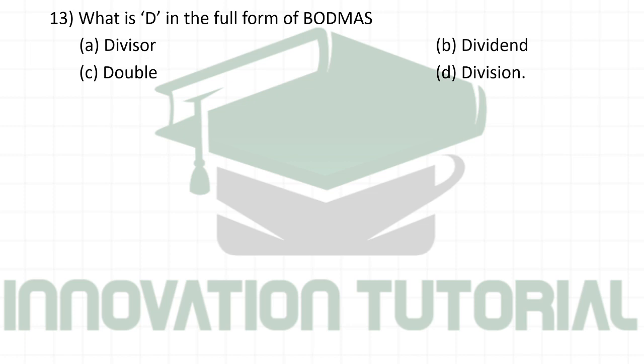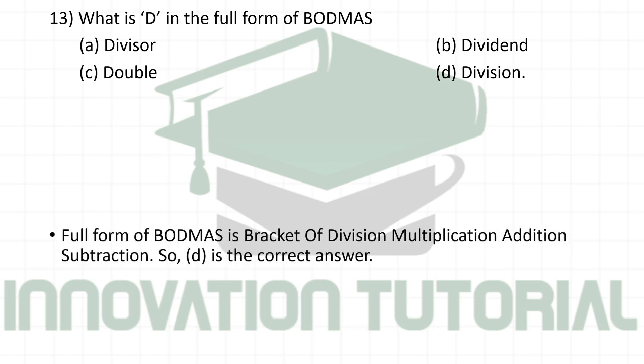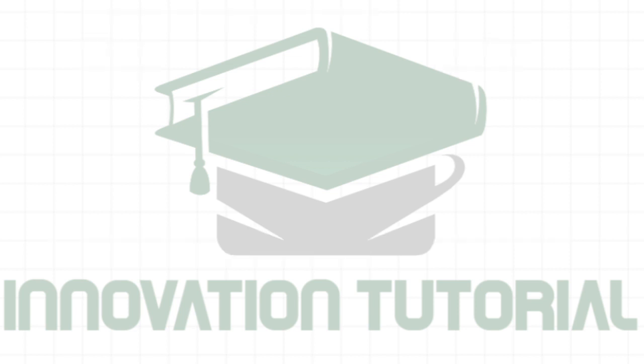Preet Jatt is saying divisor. Sangeeta Salaria is saying division. Balwant Singh is saying division. Kulvinder Kaur is saying division. Indu Jyoti is saying division. So yes, the correct answer is D, division. The full form of BODMAS is bracket of division, multiplication, addition, subtraction. So D is the correct answer, that is division.